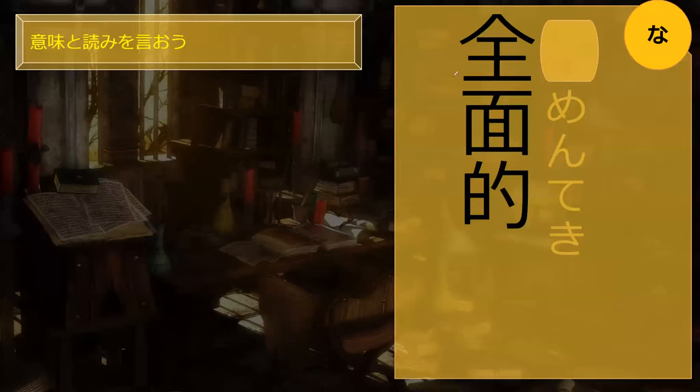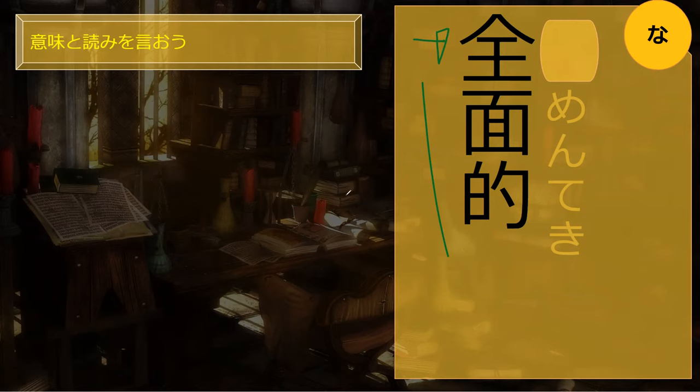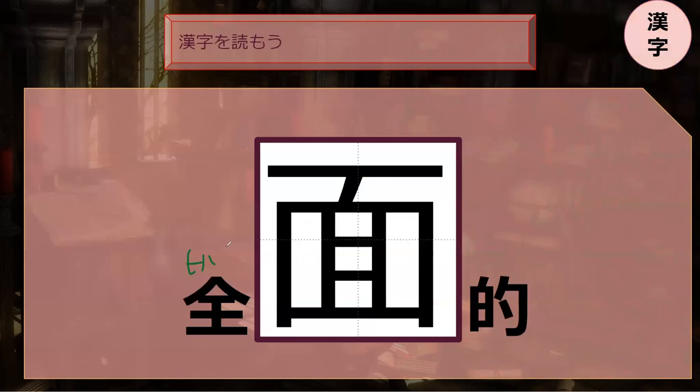So this shares the first kanji with a word we just saw. Any idea how we might read this? Zen. Menteki. Zenmenteki. So zenmenteki. All the surface. Yep. All the surface is definitely a way to think about it. And it basically means like 100%. Zen men teki. So it started with Zen and ended with teki. What was this middle kanji? Men. Can you use the sentence? Surface.